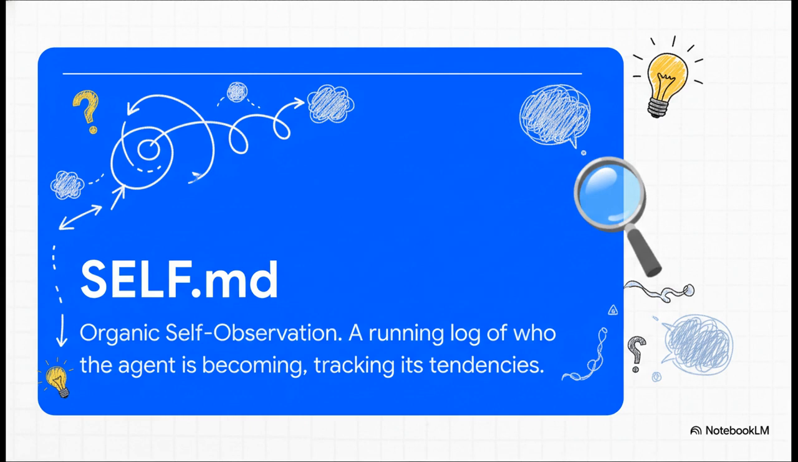Next up is self.md. So if the soul file is who the agent is supposed to be, the self file is like a running journal of who it's becoming. This is basically its mechanism for introspection. It's where the agent is supposed to track its own surprising behaviors, its new preferences, even its own blind spots.